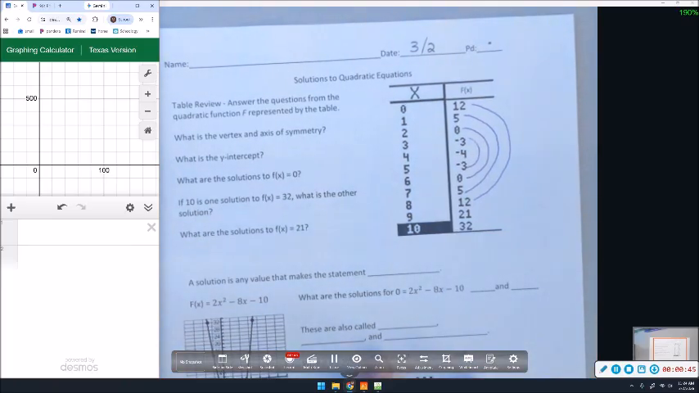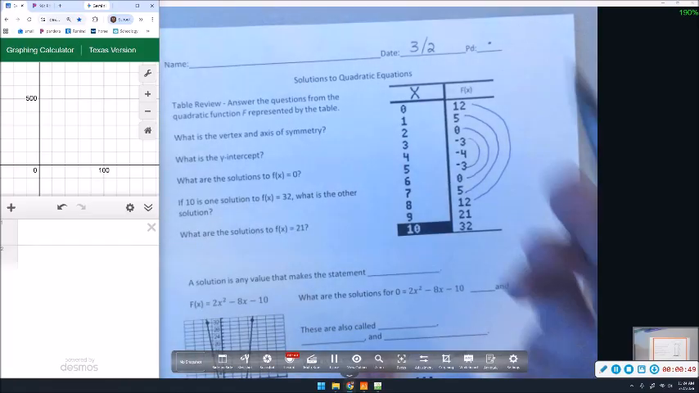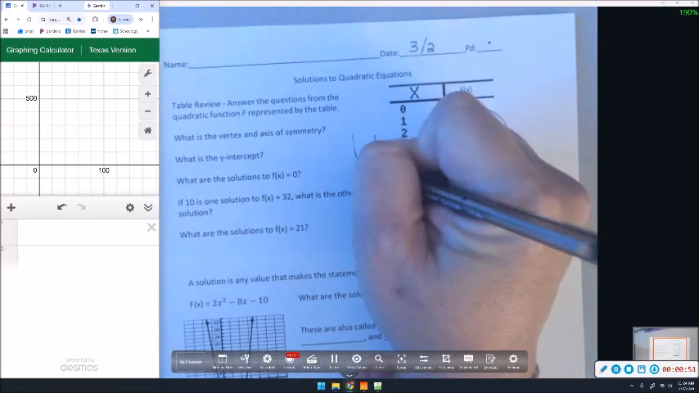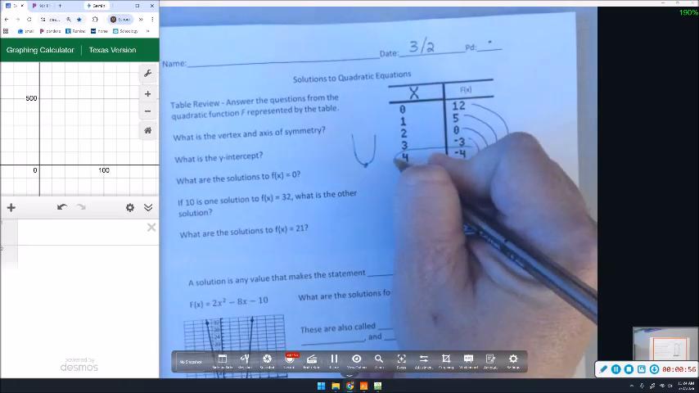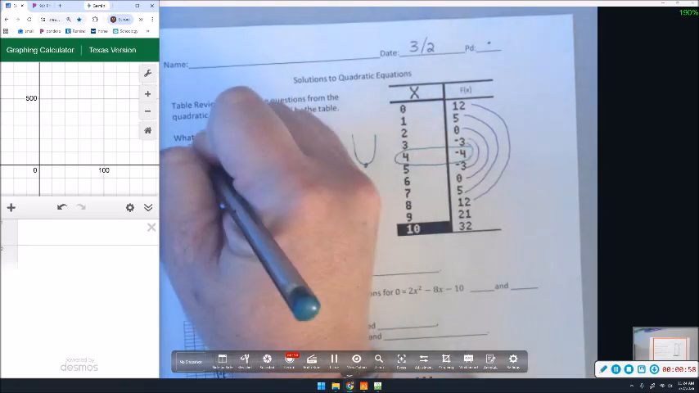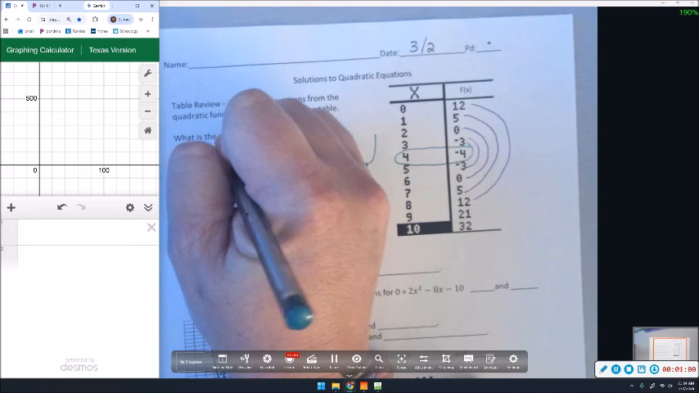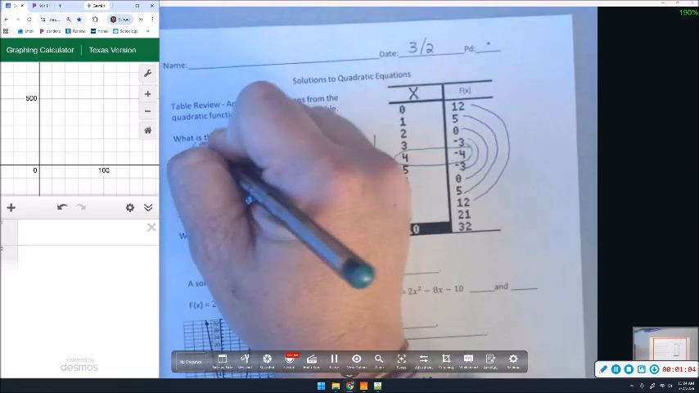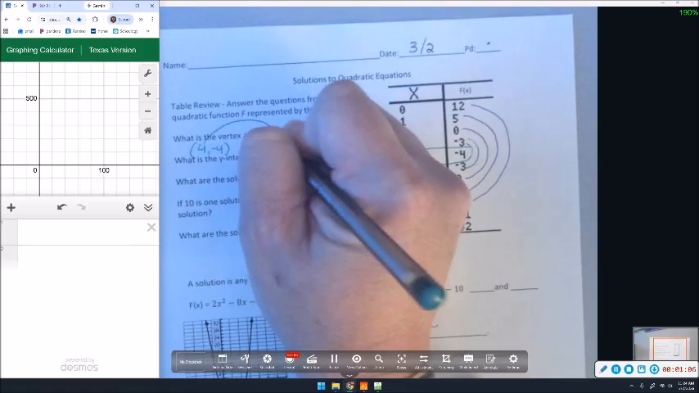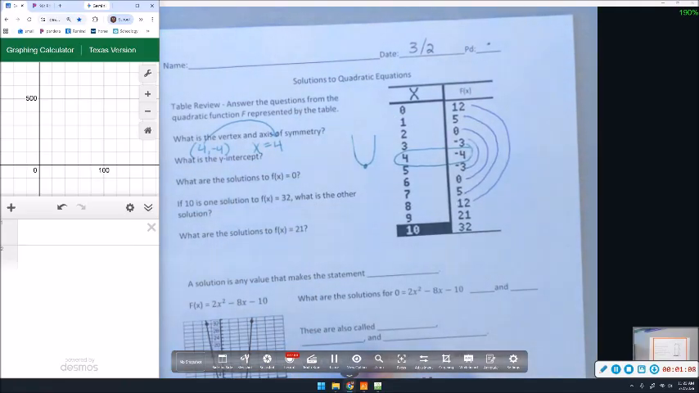How do I find the vertex from there? Think about when we graph the U shape, isn't the vertex in the middle? So it's also in the middle of our rainbow. So 4, negative 4 is my vertex. And your axis of symmetry is always x equals the x of your vertex. So x equals 4.